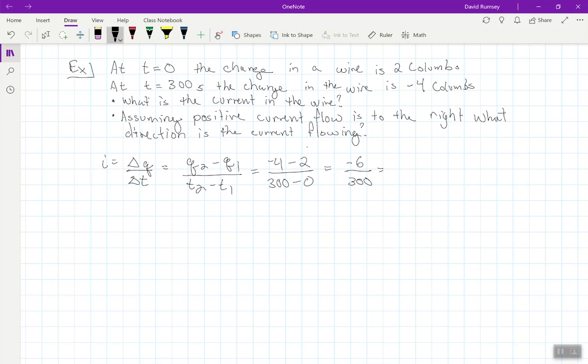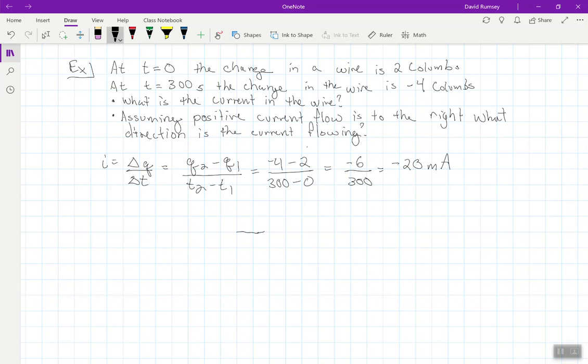which I could do in my head, but I always like to make sure I don't make silly arithmetic mistakes. This is going to give me a 2 here. And if you do this in your calculator, a lot of calculators can already put it in engineering notation for us. And so we get minus 20. The engineering notation would be milli, so we get minus 20 milliamps. Okay, so that's the first part.